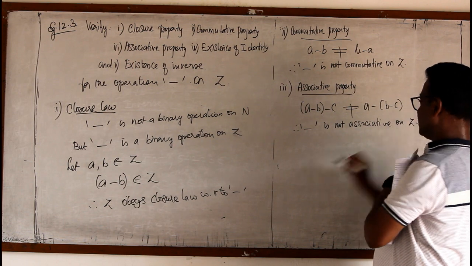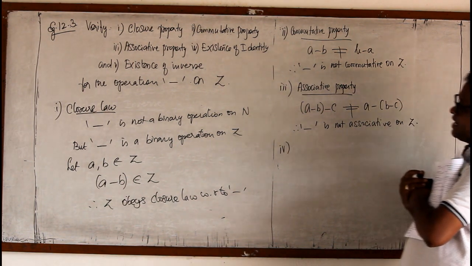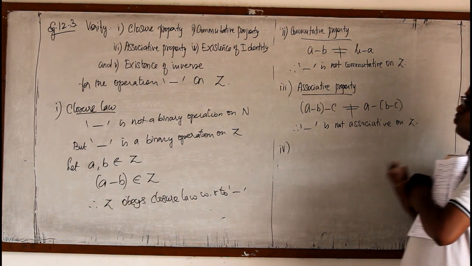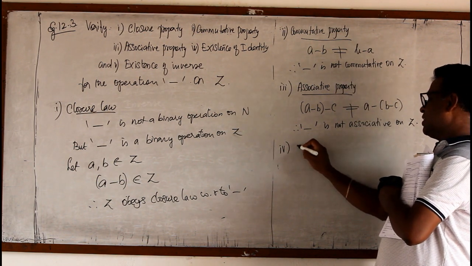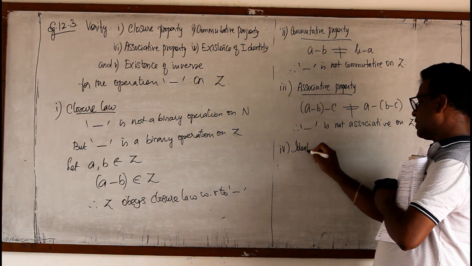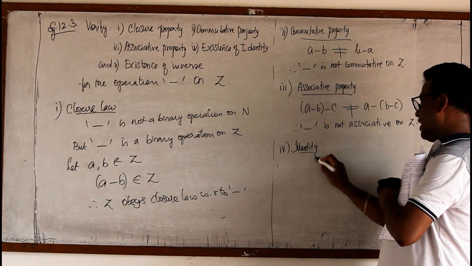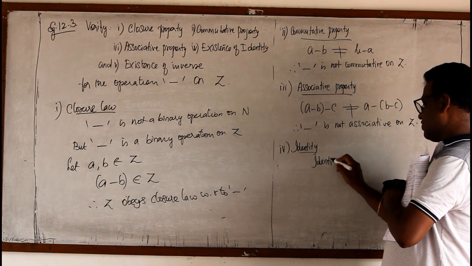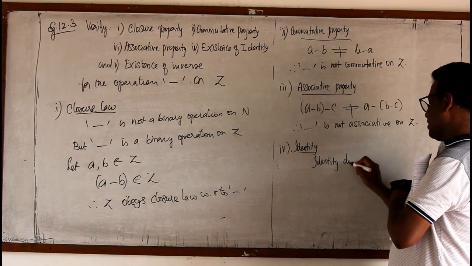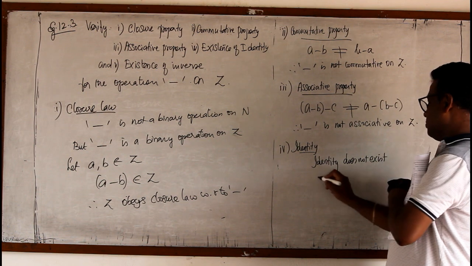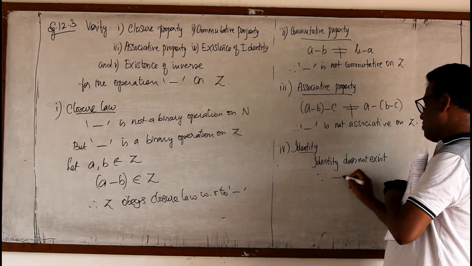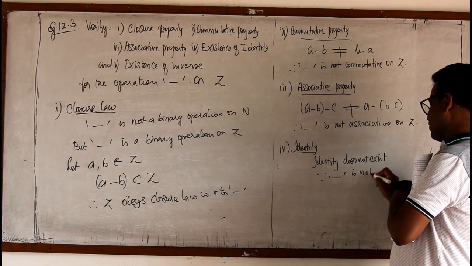Now, coming for identity, the identity won't exist because it is not commutative first. Identity element does not exist. We can say here itself, identity does not exist because minus sign is not commutative.